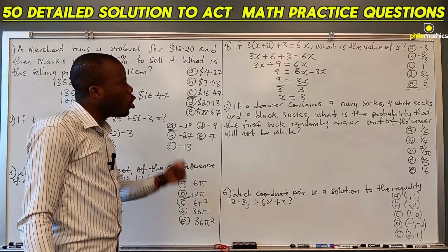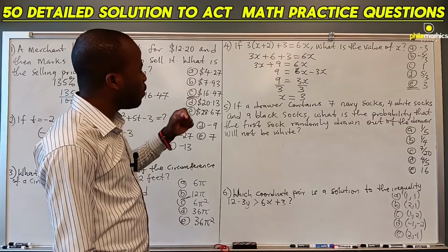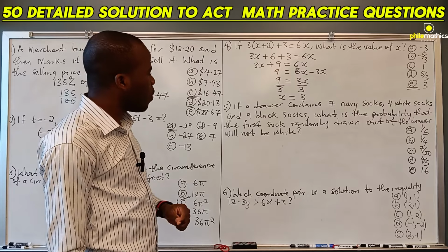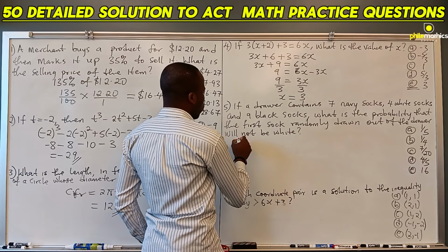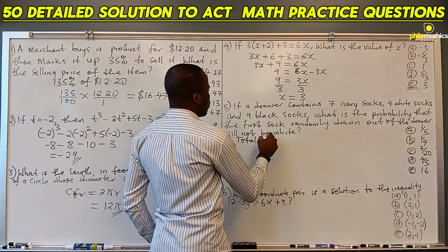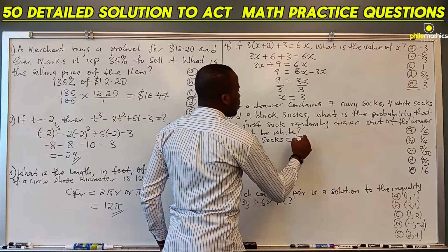Question 5 says, if a drawer contains 7 navy socks, 4 white socks, and 9 black socks, what is the probability that the first sock randomly drawn out of the drawer will not be white? The first thing we would like to do is to find the total number of socks in the drawer. So total socks will be 7 navy plus 4 white plus 9 black. This will give 20 socks.